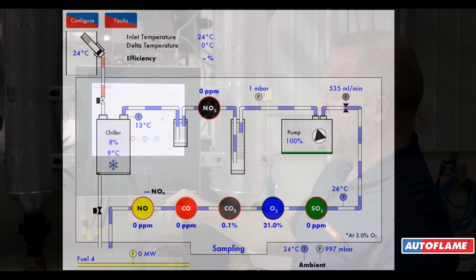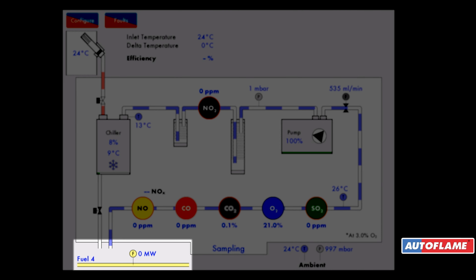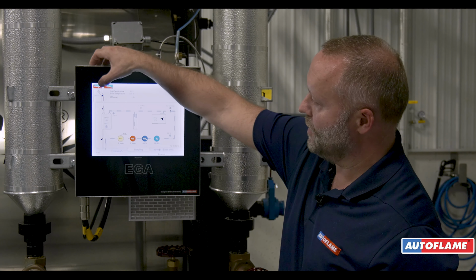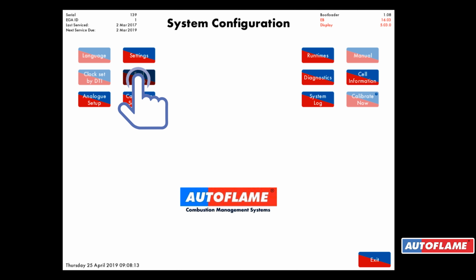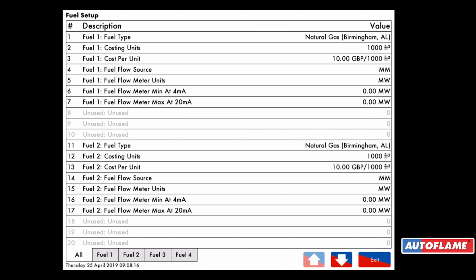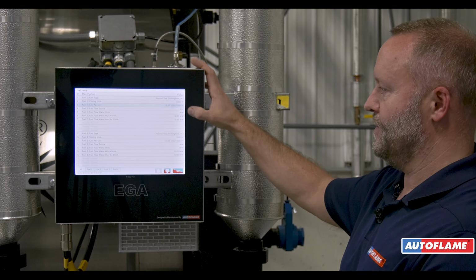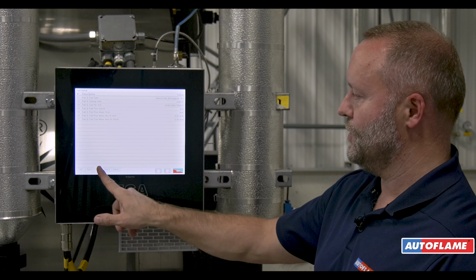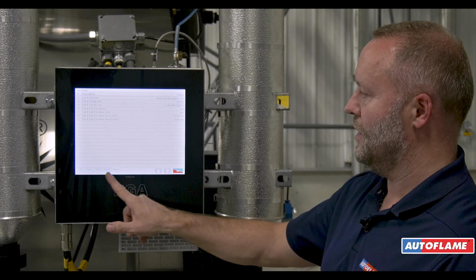When it's used in that way, the fuel input will be taken directly through a plug in the bottom of the unit to select the fuel input. Going to config, we can go to fuel setup, and here we can put in the type of gas we're using, the cost of the gas, the units, the flow source, and the flow metric units, whether it's metric or imperial. And this can be set up for 4 different fuels: fuel 1, 2, 3, and 4.